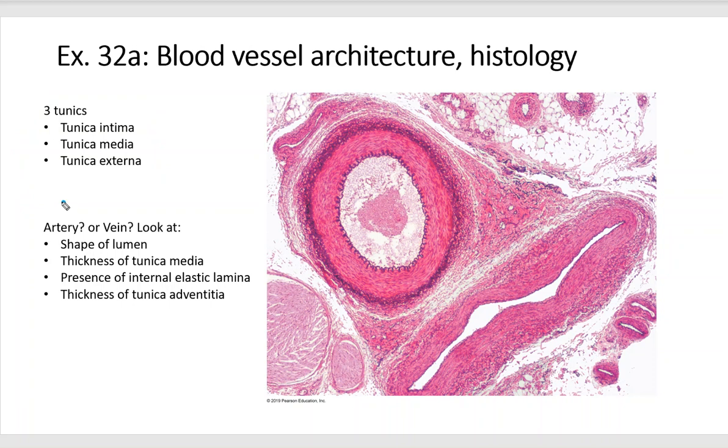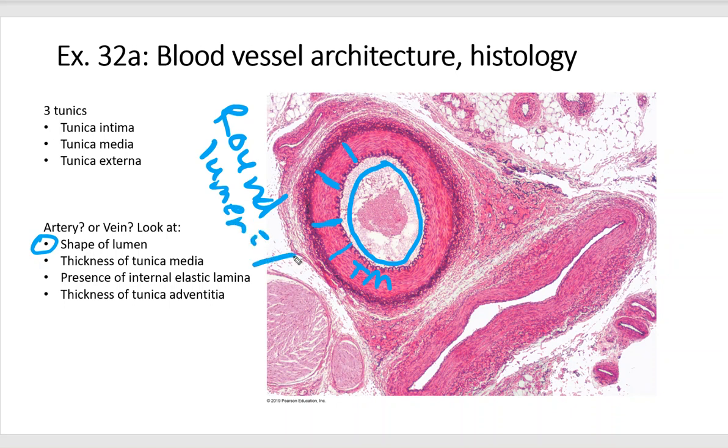And then, if you're having to tell an artery from a vein, look for a couple of things. The first thing that you want to look for is the shape of the lumen. Arteries have a really round lumen, and it's because they have a lot of muscle tissue in their tunica media. So this is tunica media right there. And it's bouncy and has elastic fibers, and it's a high pressure system, so the lumen stays really round. So round lumen equals artery.